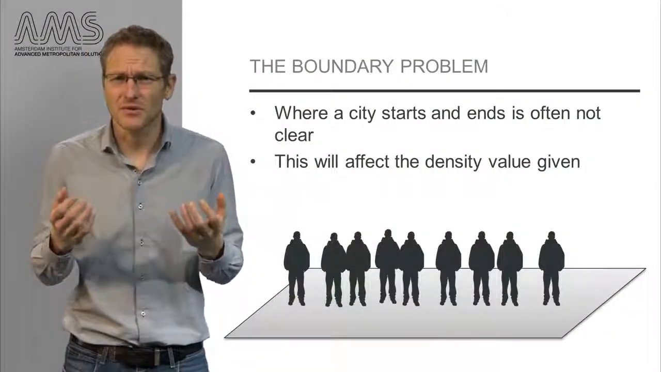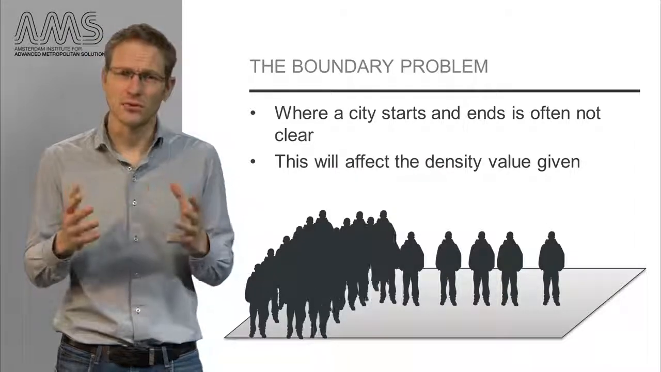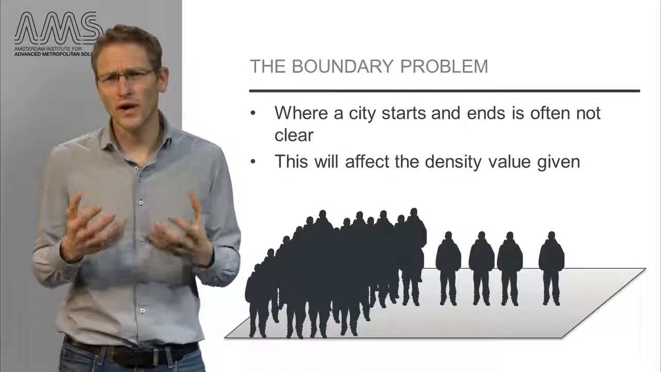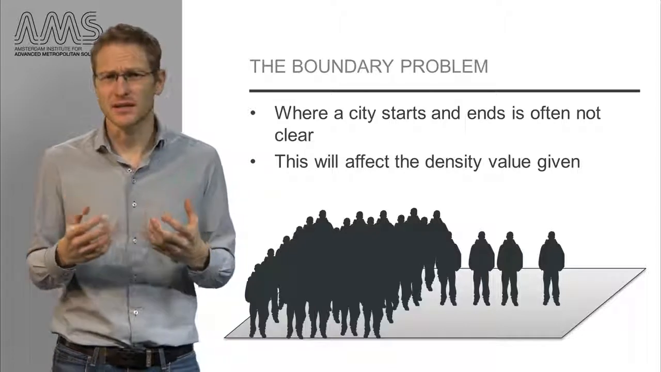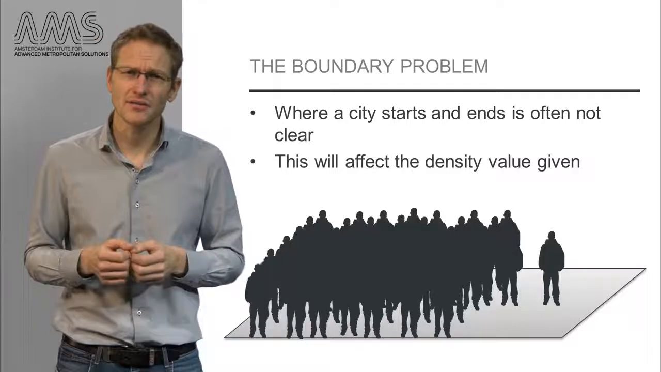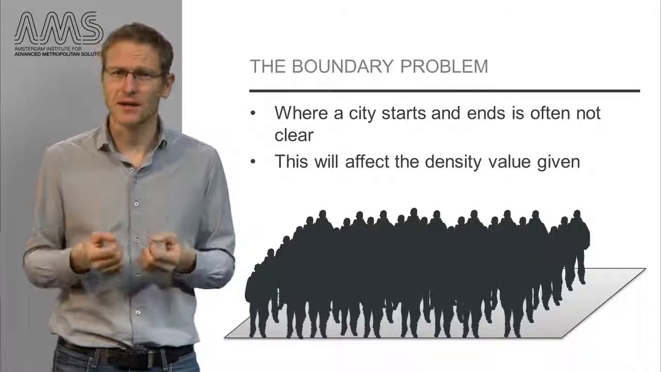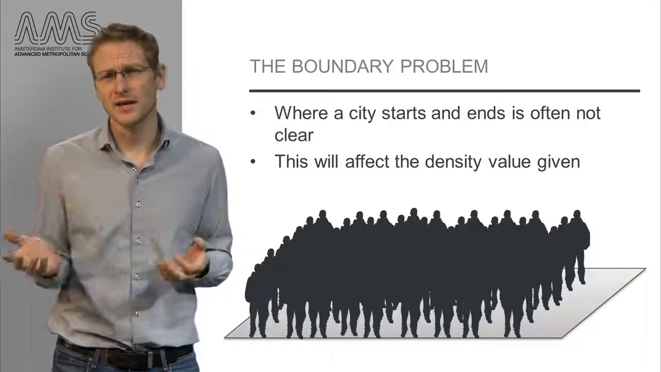But there is a problem with these absolute statements about density. You can call this the boundary problem. It is the question about where does a city start and where does it end. The answer to this question will affect the value of density you arrive at, because it determines the value of the denominator when calculating the ratio of population to land area.